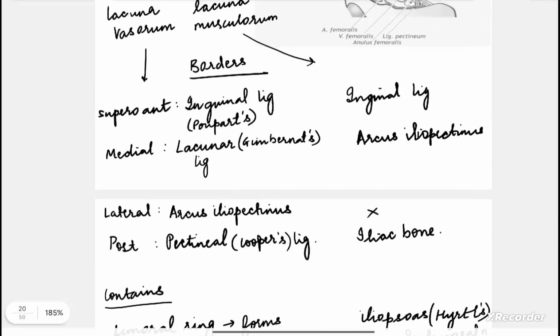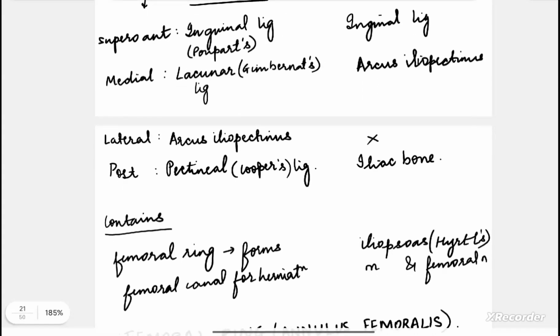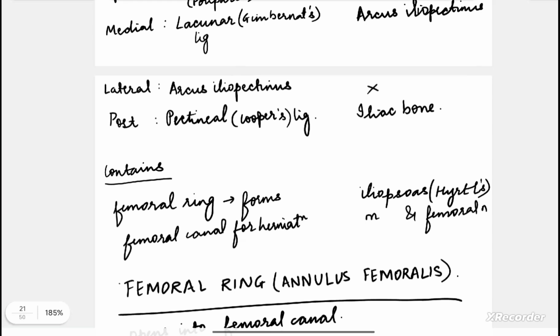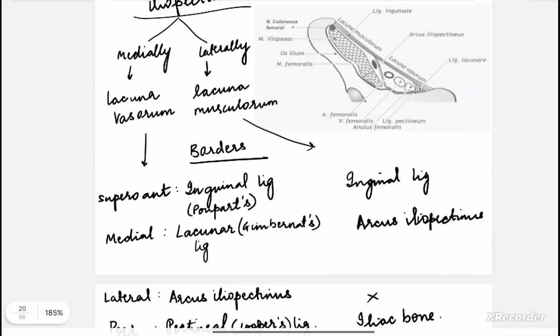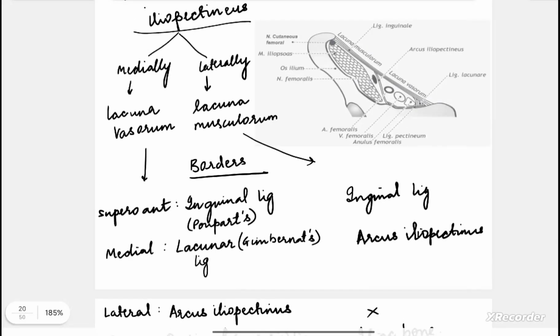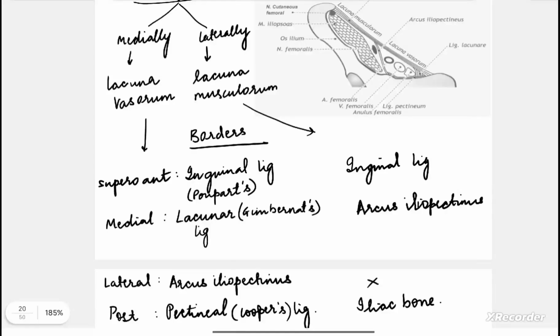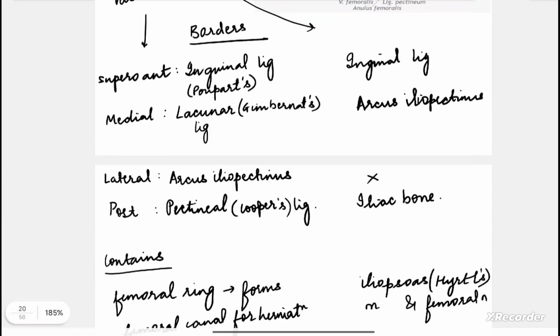Now, lacuna vasorum consists of what? Femoral ring, which forms the femoral canal for herniation. See, annulus femoralis. And in lacuna musculorum there is the iliopsoas muscle and femoral nerve. See, musculus iliopsoas and femoral nerve.